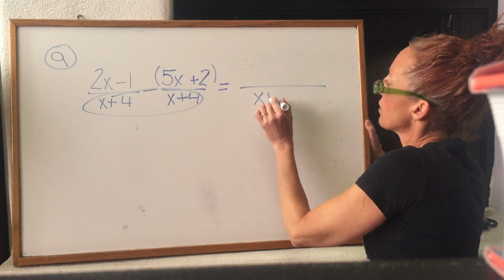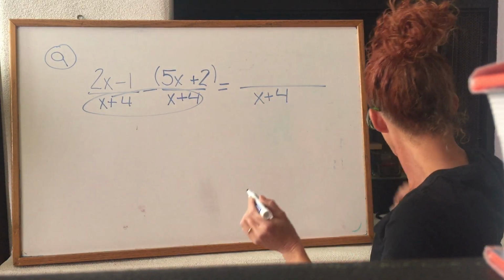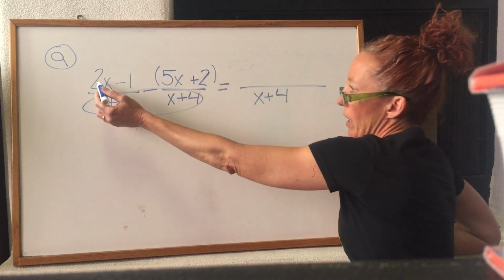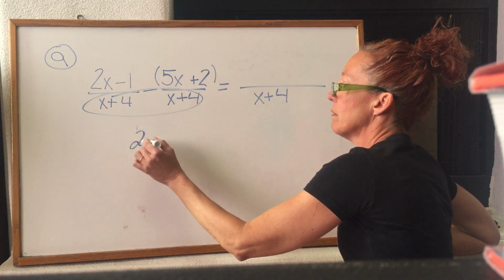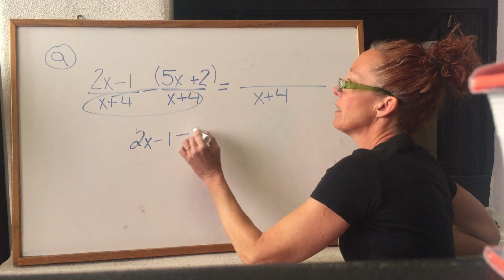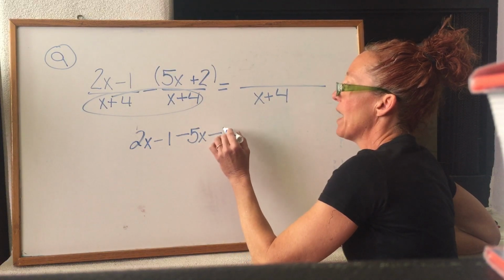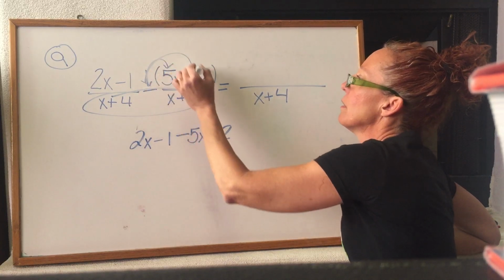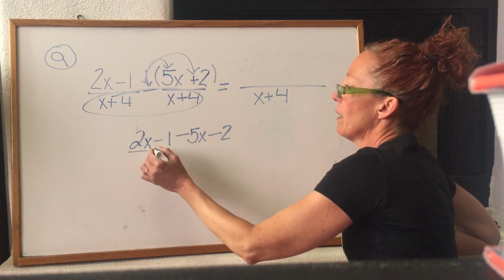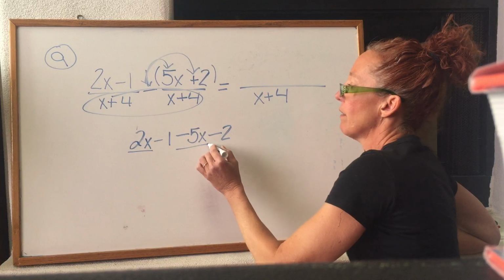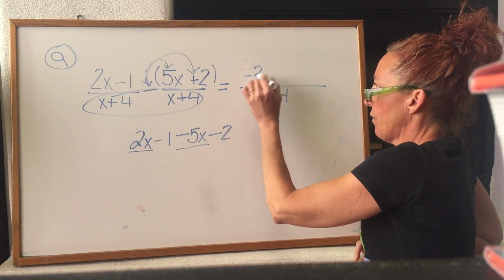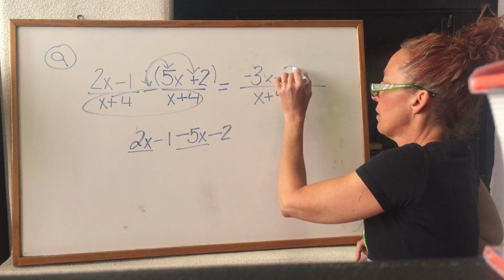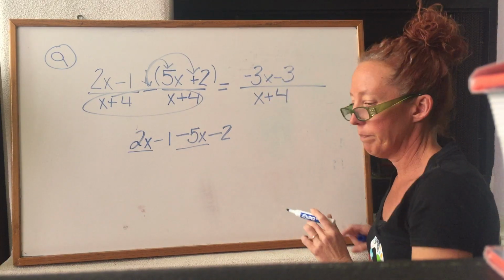So don't forget to write the denominator in the answer. Maybe it'll factor out, maybe it won't, we don't know. And so then we have 2x minus 1 minus 5x minus 2. When I multiply that negative through to both pieces, 2x and a minus 5x is negative 3x, and negative 1 and negative 2 is a negative 3.